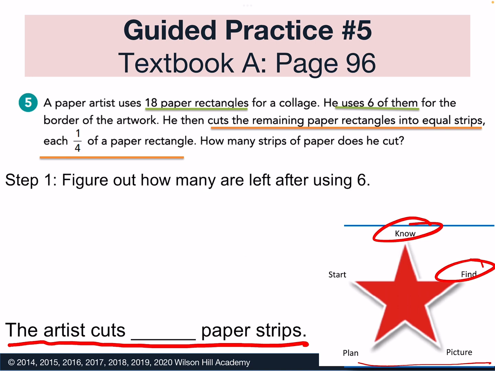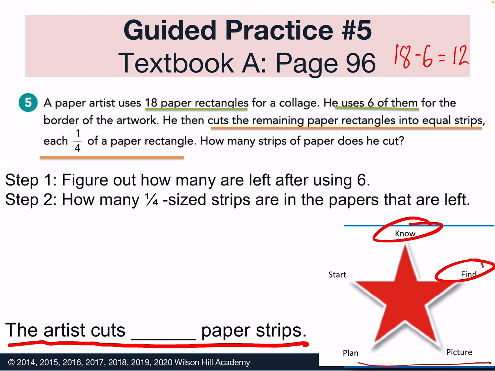Now it's time for us to get started in our problem solving, trying to make sense of what it is that we know in order to find how many paper strips there are from the remaining paper. So how many papers are left after he uses 6? He starts with 18, uses 6, and that leaves us with 12 pieces of paper, right? And from there, we have to figure out how many quarter-size strips are in the papers that are left.